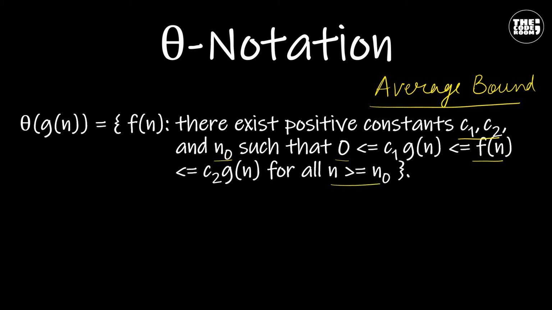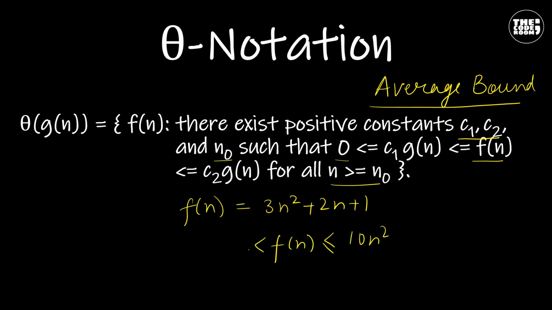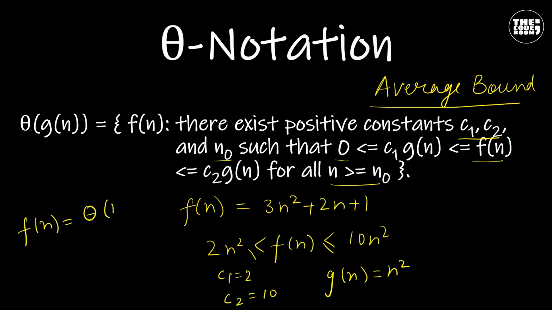Again, we will consider the same example. f of n is equal to 3n square plus 2n plus 1. We just saw that our f of n is less than or equal to 10n square and is greater than or equal to 2n square. This inequality was just verified and it also satisfies our definition of theta notation. Here c1 is equal to 2 and c2 is equal to 10 and g of n is equal to n square. Therefore, f of n is the theta of n square.